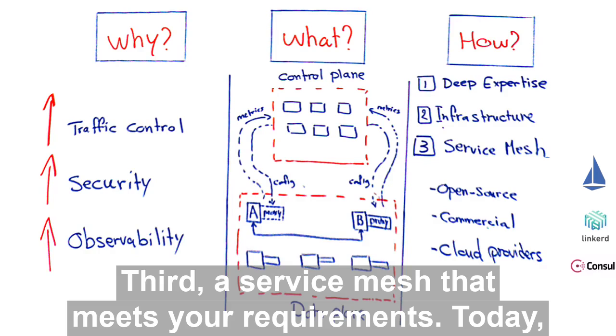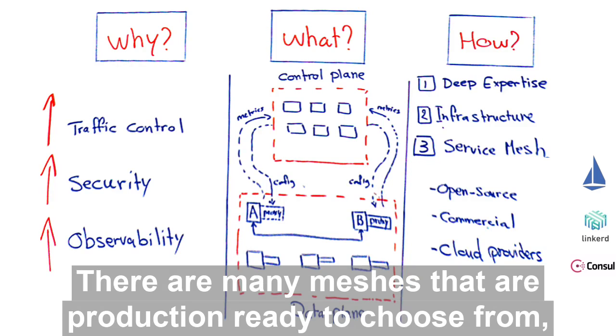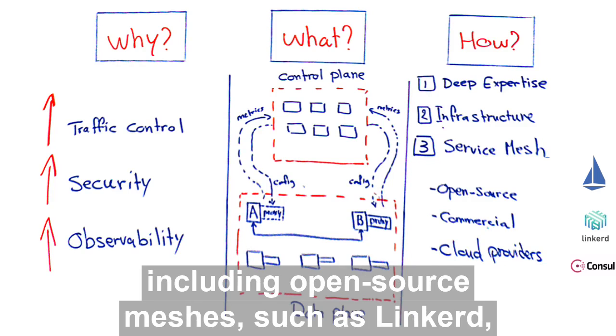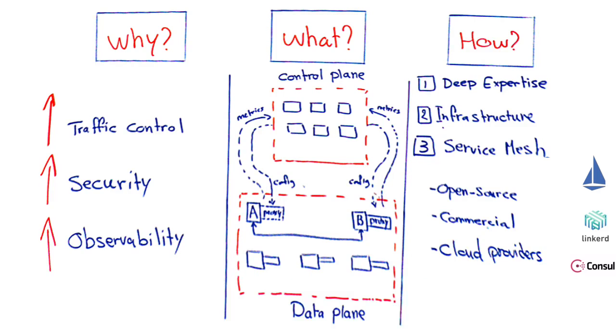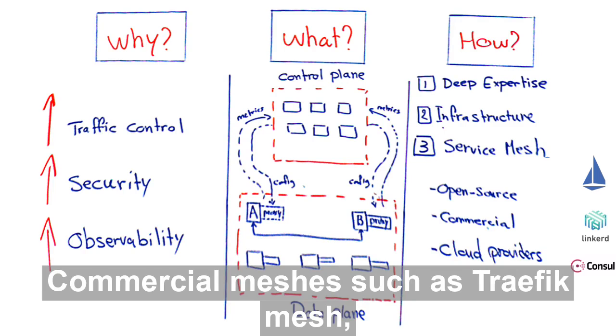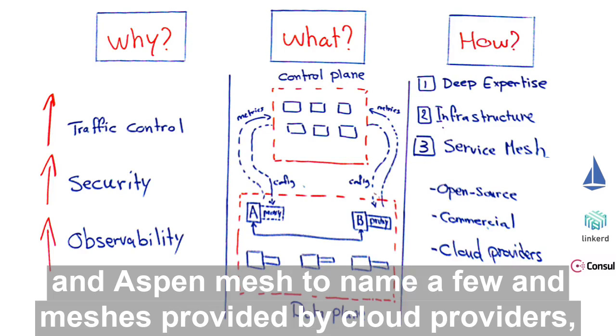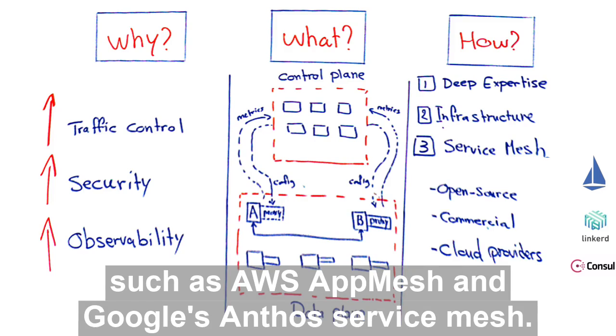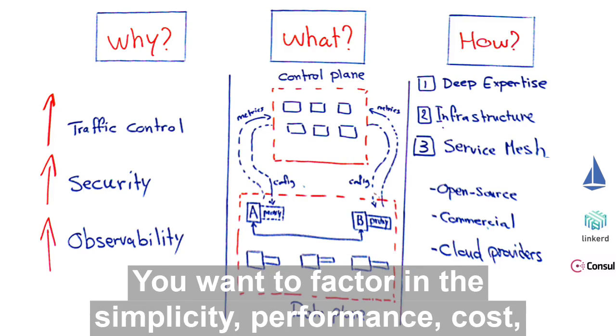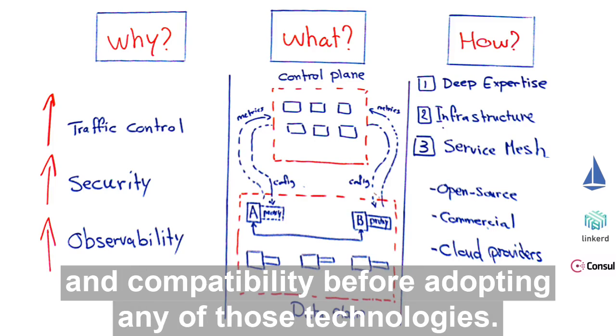Third, a service mesh that meets your requirements. Today, there are many meshes that are production ready to choose from, including open source meshes such as Linkerd, Istio, and HashiCorp Consul, commercial meshes such as Traefik Mesh, Nginx Service Mesh, and Aspen Mesh, to name a few, and meshes provided by cloud providers such as AWS App Mesh and Google's Anthos Service Mesh. You want to factor in the simplicity, performance, cost, and compatibility before adopting any of those technologies.